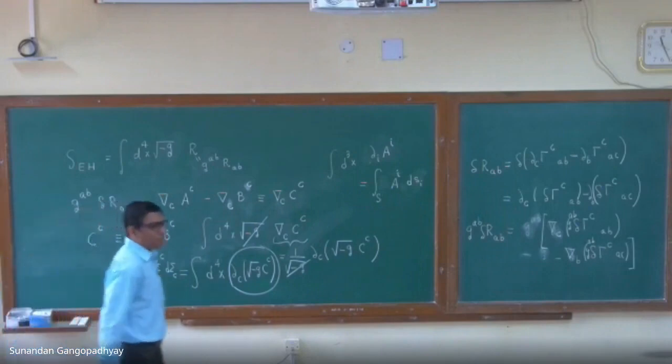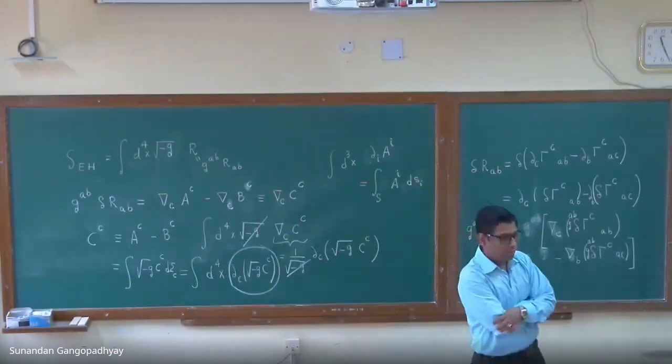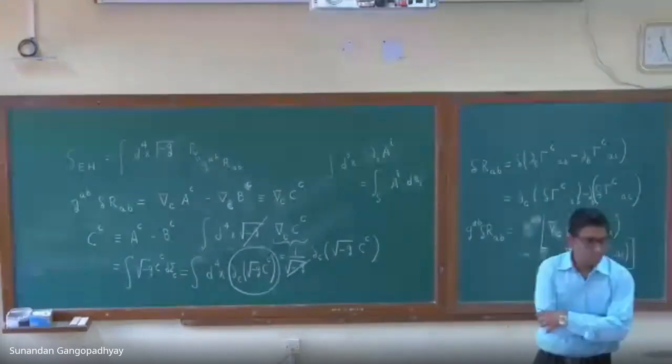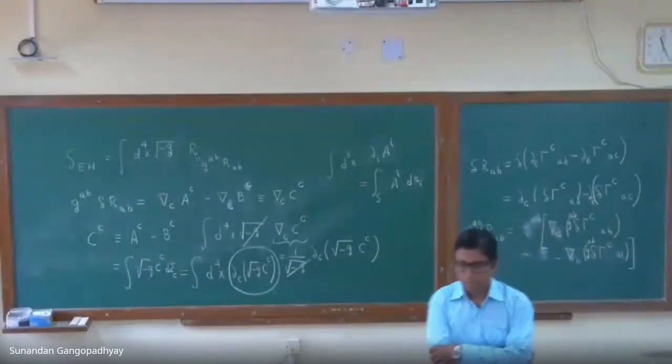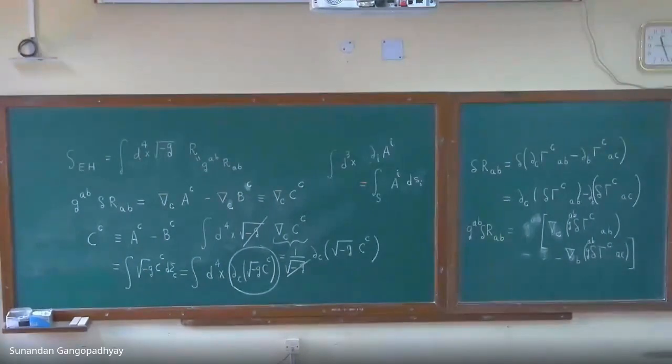What should this be equal to? dx dy dz dt. That is equal to this. Now this is d sigma c. It is a surface. It encloses the four volume.